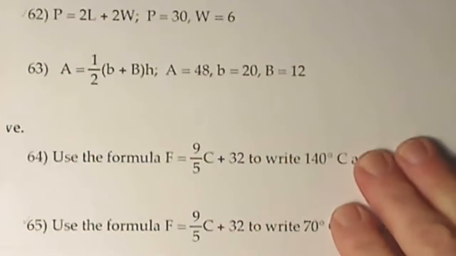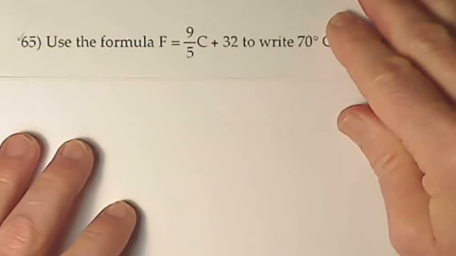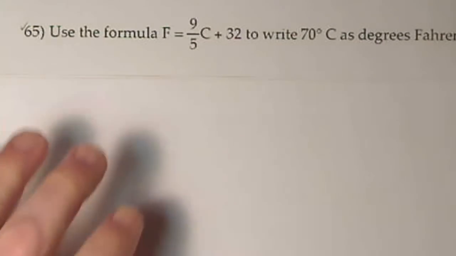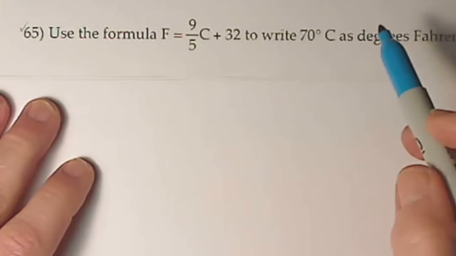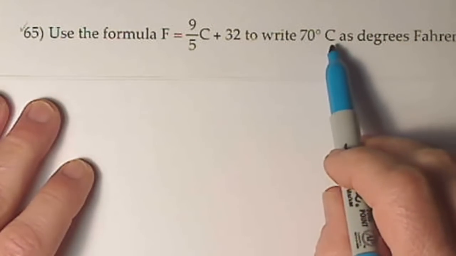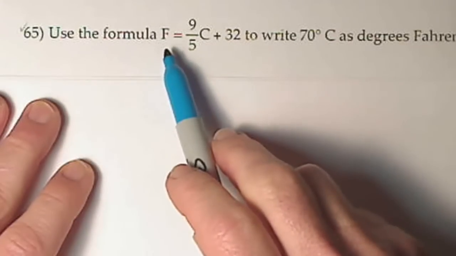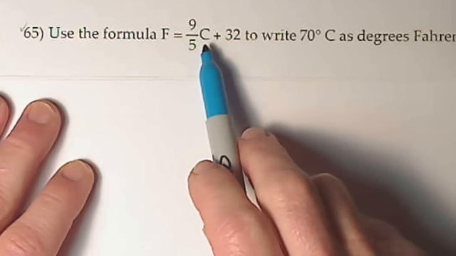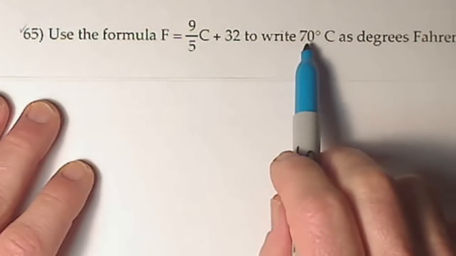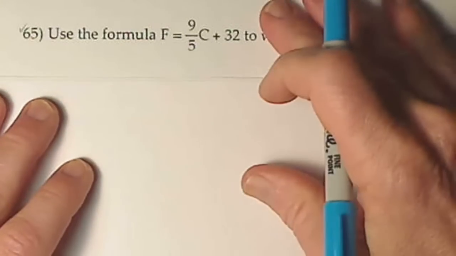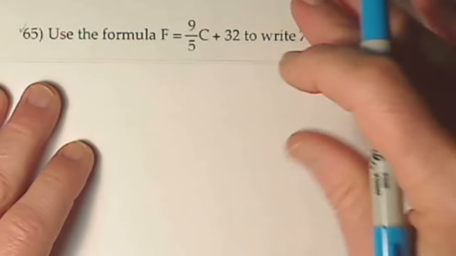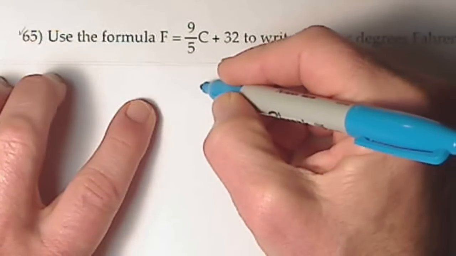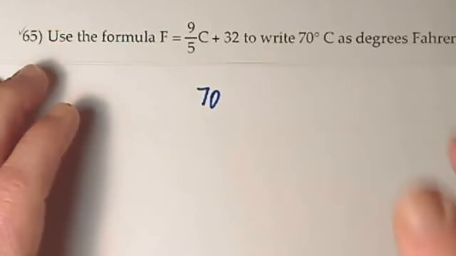Alright. So let's slide things up. They tell us to write 70 degrees Celsius as degrees Fahrenheit. This is already the formula for finding degrees Fahrenheit if you're given degrees Celsius. So all we have to do is plug in a 70 right where the C is. And I'm actually glad that this is a fraction, because I'm going to be able to reduce. Alright, so right where the C is, we're going to put in a 70.